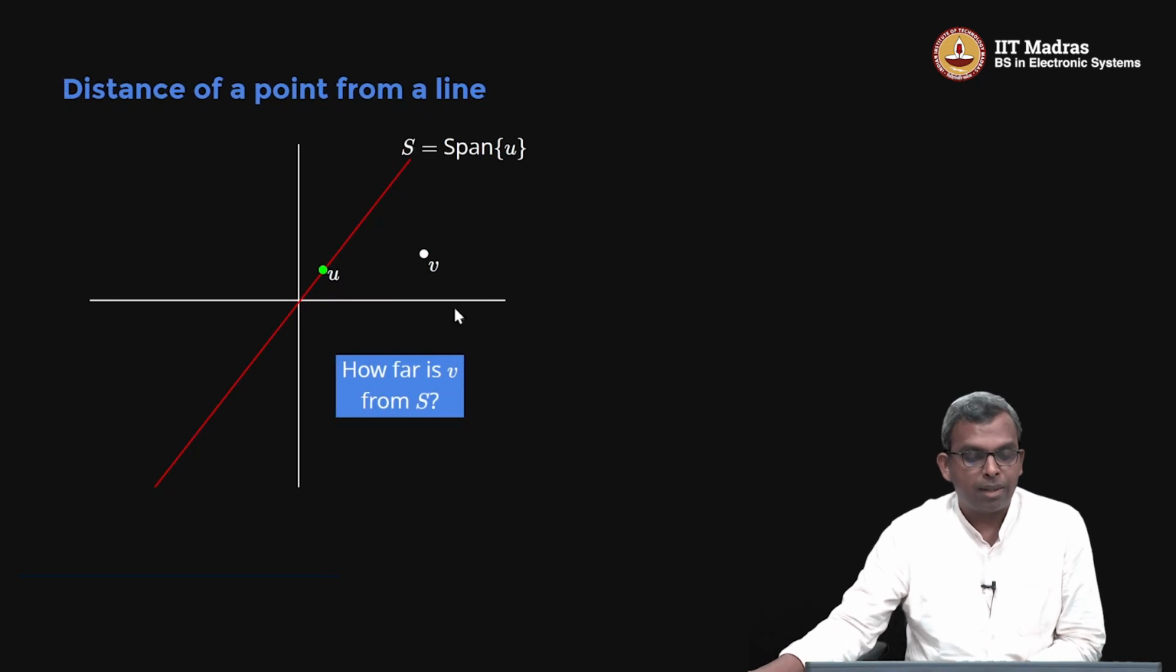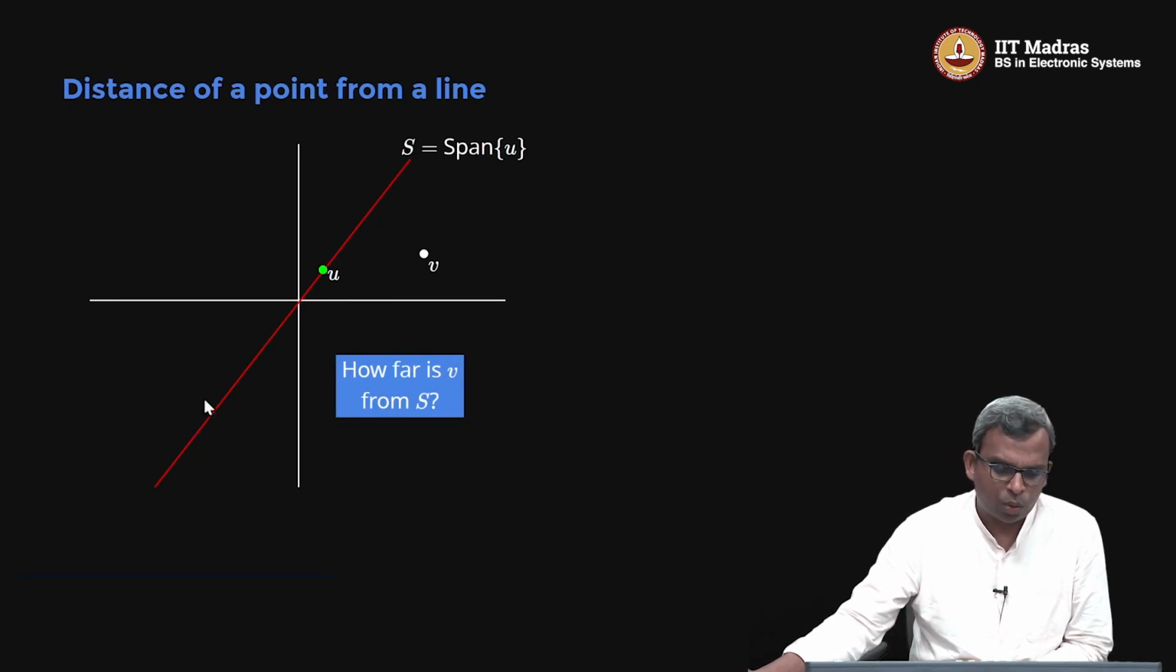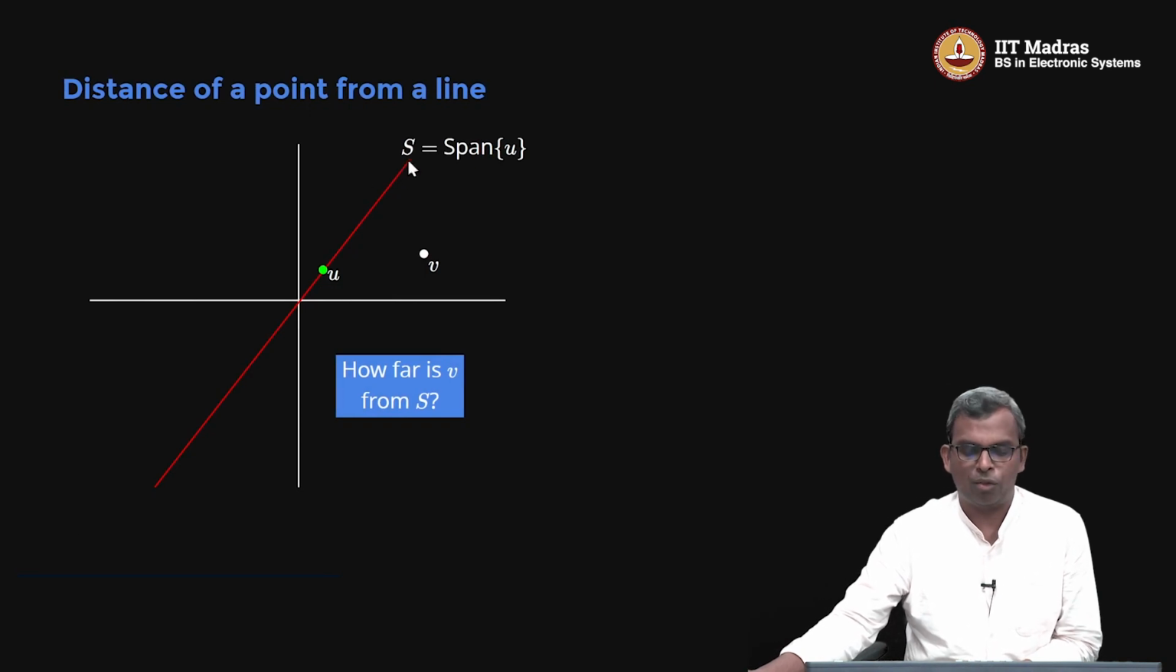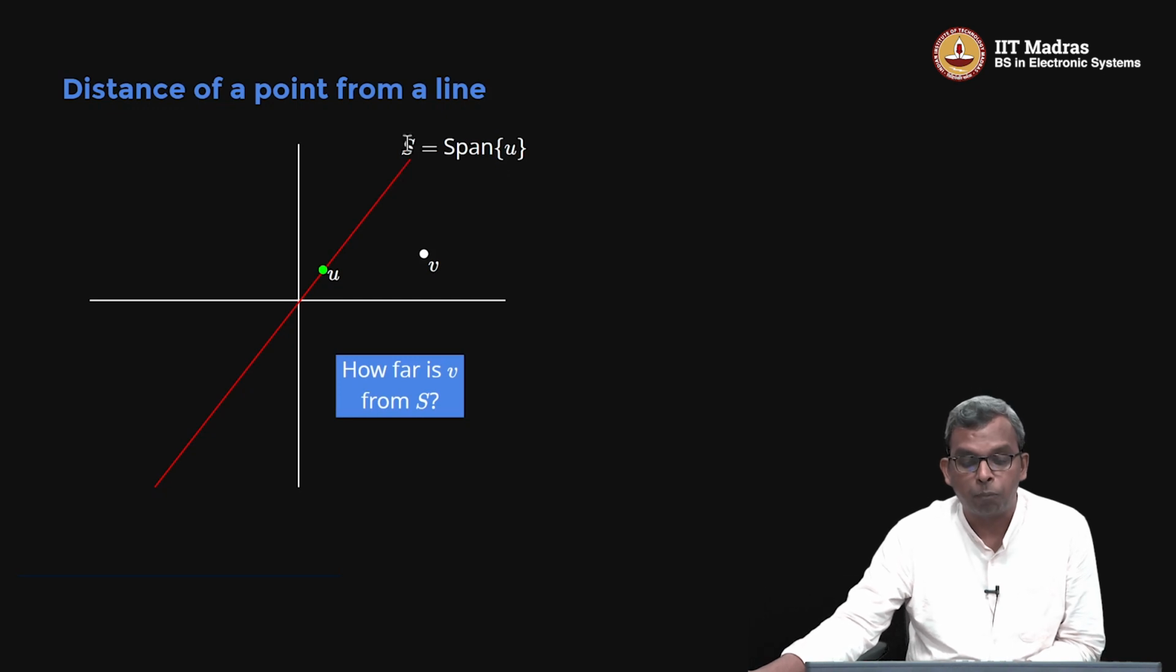Here is a line. I picked a line through the origin because this is a subspace and it's easier for us to think of. Even if it is not on the origin, we'll generalize it a little bit later. So S is a subspace, the span of U. U is my point on the line, and the span of U is the entire line, and V is a point outside of this line. The question I'm asking is, how far is V from S?